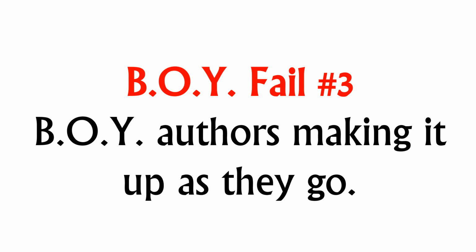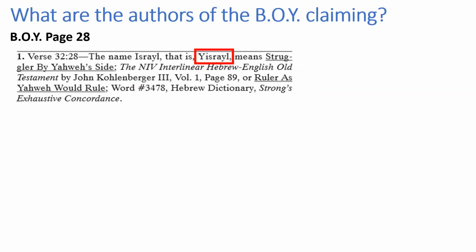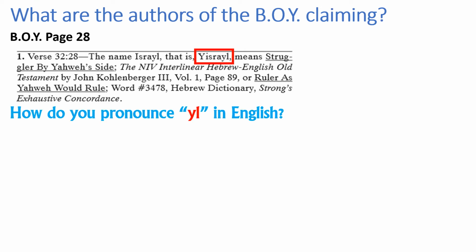The BOY authors are just making it up as they go. To explain this, let's look at page 28 of the BOY, where they have this term, Ra and then YL. The first question you have to ask is, okay, I know what they're trying to say. I know they're trying to say Yisrael, but how do you pronounce YL in English?